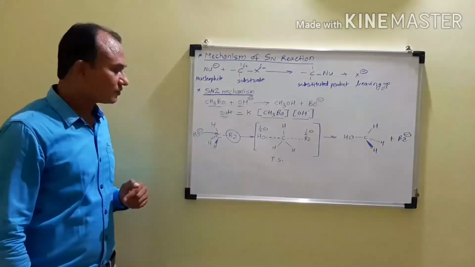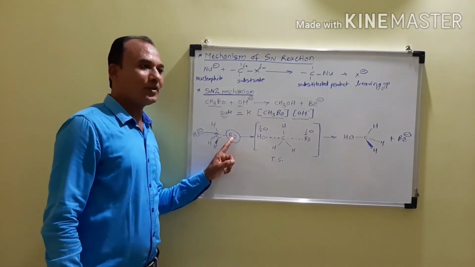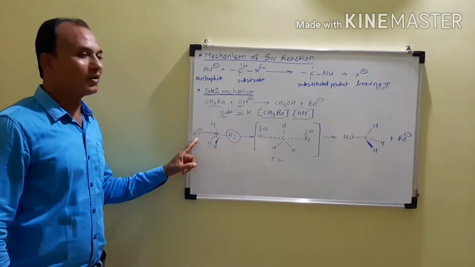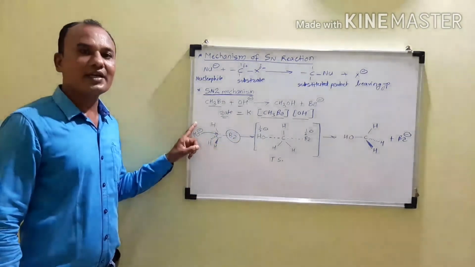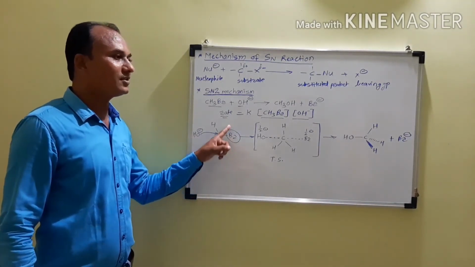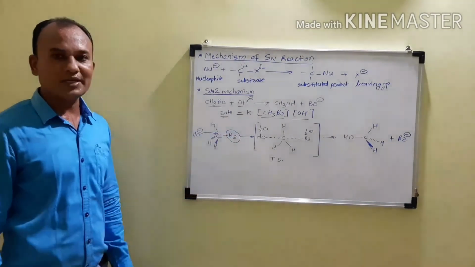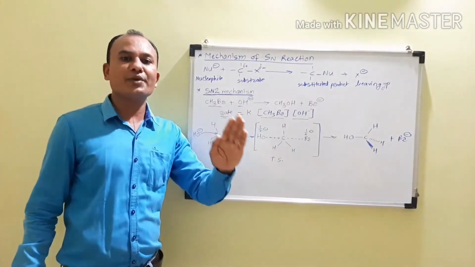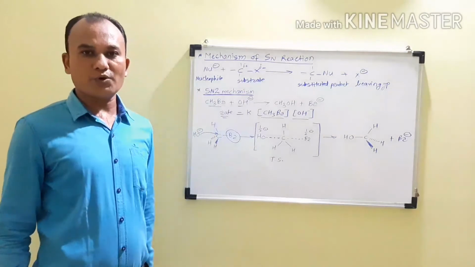Second reason, what is the charge on the bromine? It carries a negative charge. And what is the charge on our nucleophile? It also carries a negative charge. When it wants to attack from the front side, these negative charges repel each other, and therefore the front side attack in the SN2 mechanism is not possible.